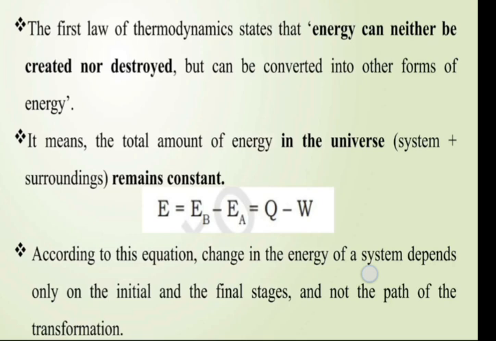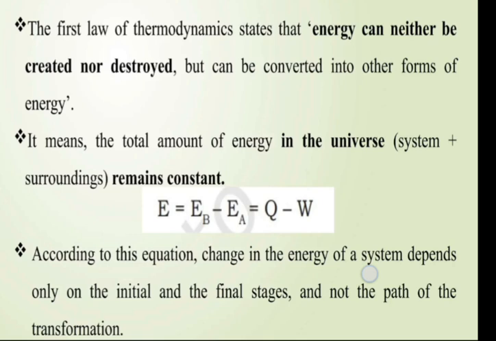The first law of thermodynamics. The first law of thermodynamics states that energy can neither be created nor destroyed, but can be converted into other forms of energy. It means the total amount of energy in the universe remains constant. Universe means system plus surroundings.